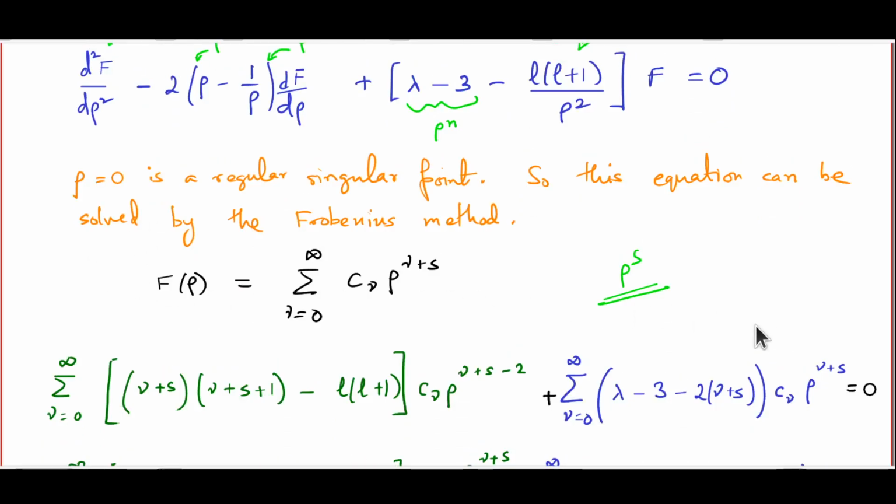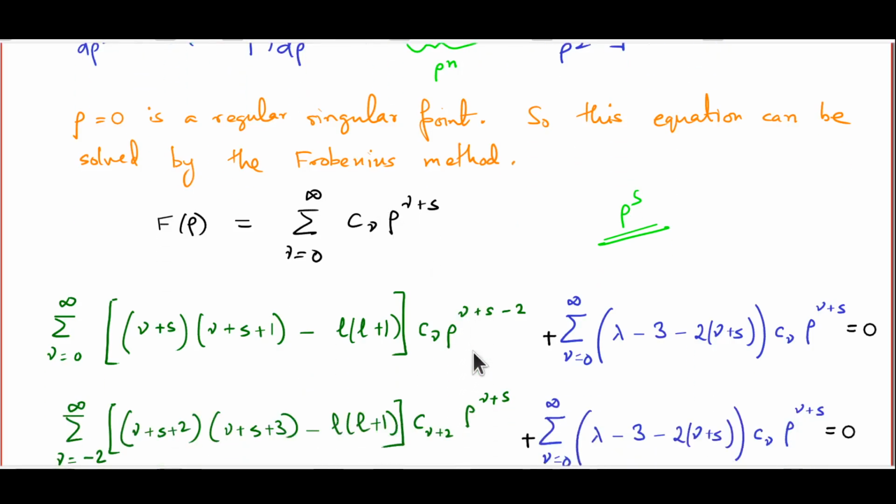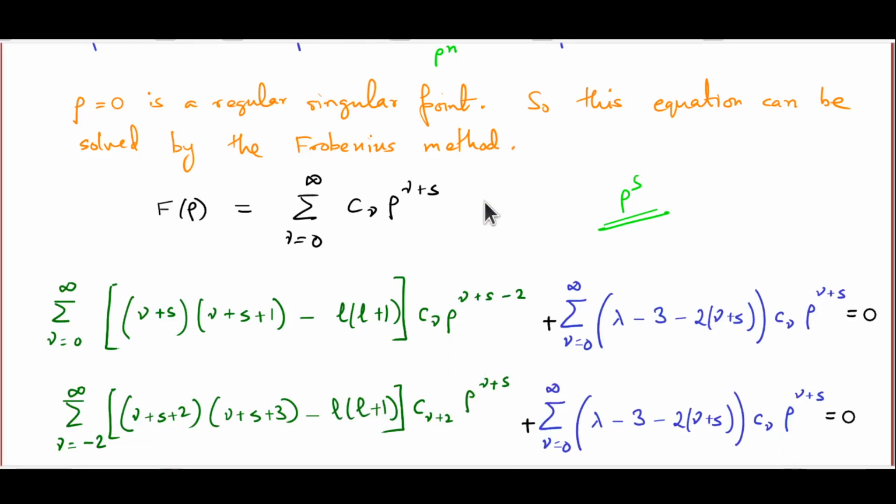Now, of course, the next step would be to rewrite everything so that you end up with the same power, so ρ^(ν+s). So you have to move this ν to ν+2. And that's what you do here. Here all the ν's have been changed to ν+2. So this ν+s has become ν+s+2 and so on. And what is important is that the limits have to be changed. The limits now go from -2 to infinity. You have done nothing to this term because this was already at ρ^(ν+s).